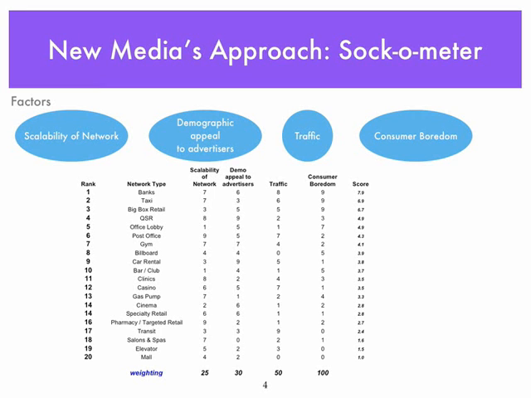So just to go over the factors, we look at scalability of network, demographic appeal to advertisers, traffic, and consumer boredom. In a little bit more detail, what they mean by scalability of the network is really if they were to introduce their technology into a particular store in a given vertical, would they be able to do so pretty easily to many and most other stores in that given vertical? Is it easily expandable to all stores, or do you have to customize the technology for each individual location in that vertical, which is not as desirable? So if they could scale it easily, it's great.